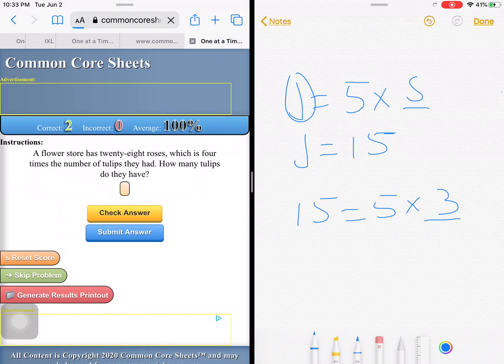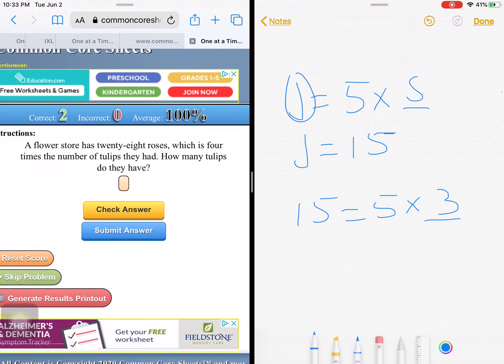So this is really making sure you understand what's happening in the word problem, and you can figure out what type of math it's going to be.